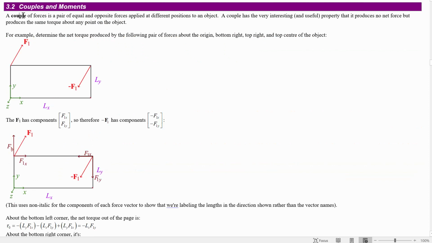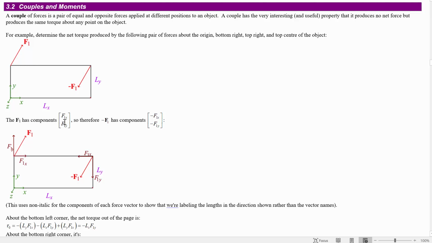All right, on to the concept of couples and moments. A couple of forces is a pair of equal and opposite forces applied at different positions to an object. So here we've got F1 and we've got -F1 applied somewhere else. This has the property of creating the same torque about every single point on this object. All right, let's prove this.